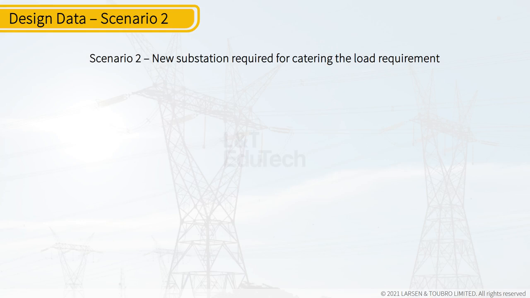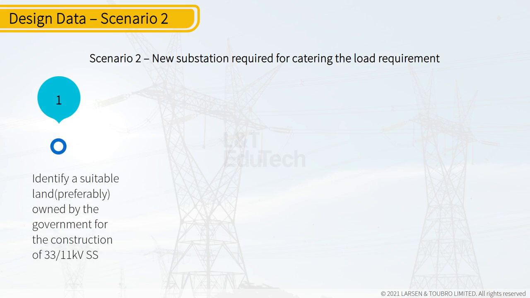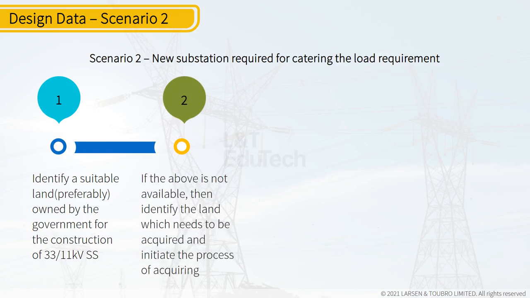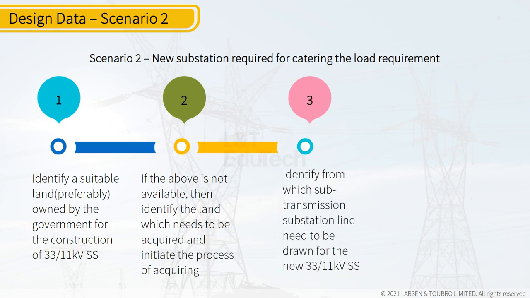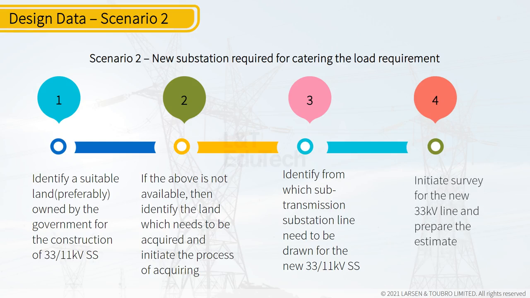For the new 33 kV line and MV substation, we need to work out the following. Identify a suitable land, preferably owned by the government, for the construction of the 33/11 kV substation. If the above is not available, then identify the land which needs to be acquired and initiate the process of acquiring. Identify from which transmission substation a line needs to be drawn for the new 33/11 kV substation. Initiate survey for the new 33 kV line and prepare the estimate.